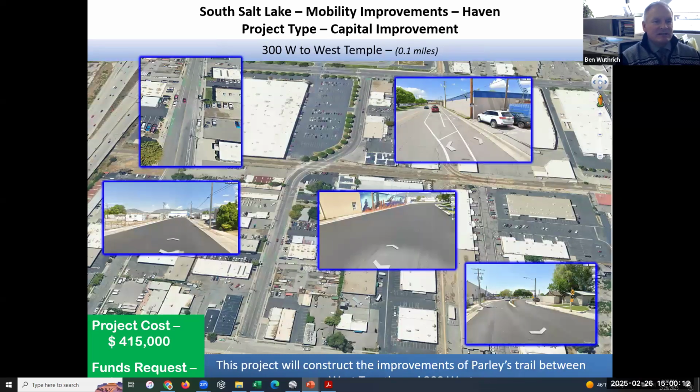The next project is a request from South Salt Lake. This is on Haven between 300 West and West Temple to address missing sidewalk and missing active transportation components. This project's estimated to cost $415,000. Funds being requested are $386,000 plus.